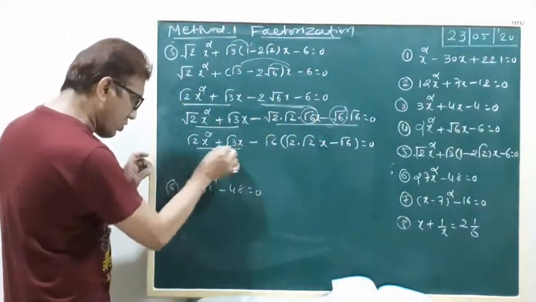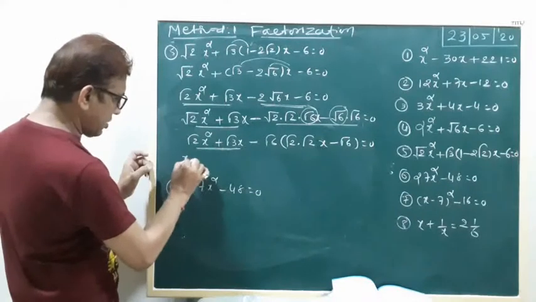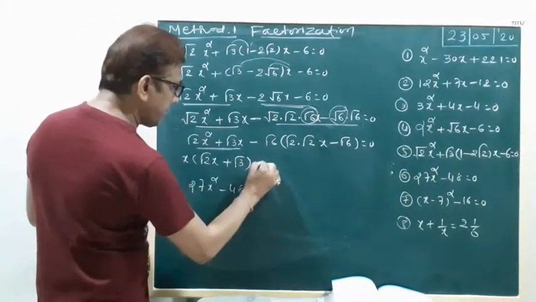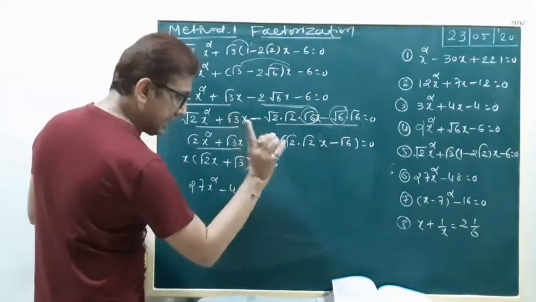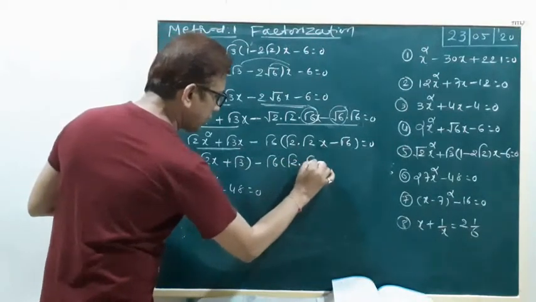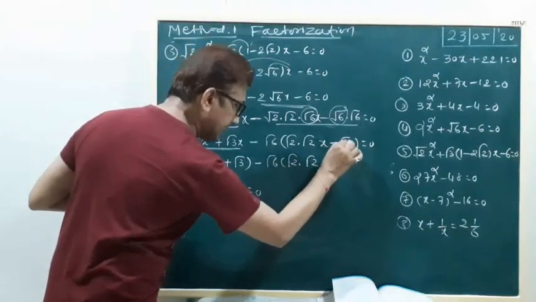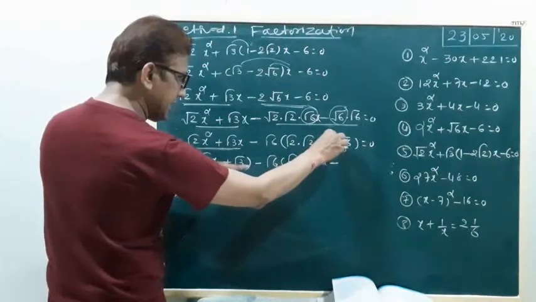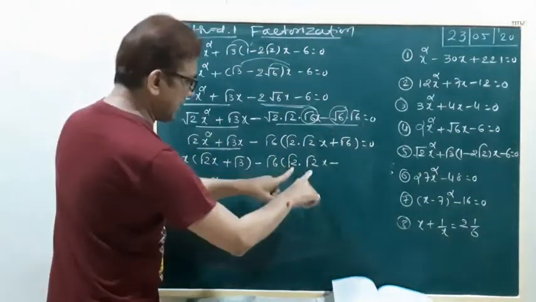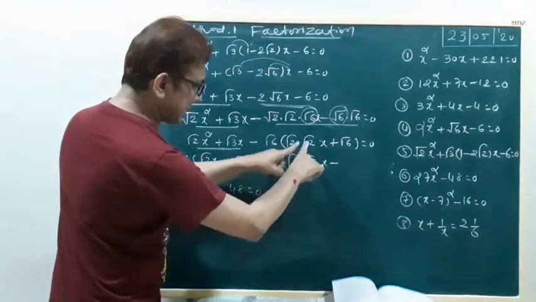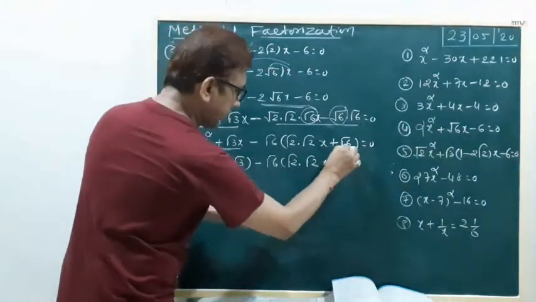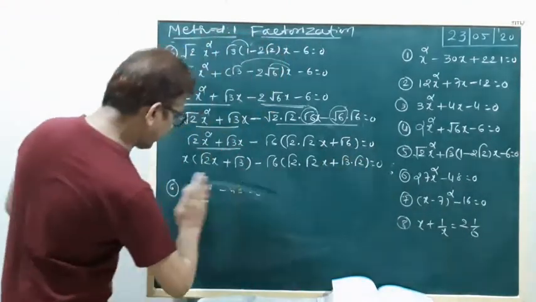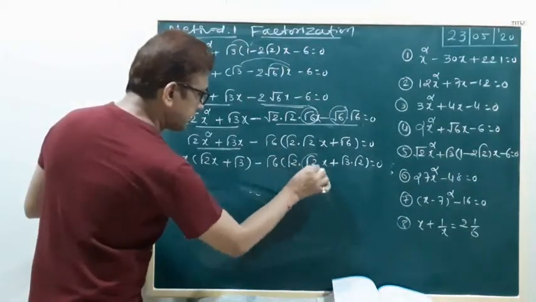Clear? Now common here. X is the common. So root 2x plus root 3 minus root 6 as it is. Root 2 into root 2x. Now splitting again here. Here minus sign common. So here we write here plus. Now root 6 as it is, root 2 as it is, root 2 as it is, x also as it is. Okay, now splitting here. Root 3 into root 2. Okay. Now root 2 is the common.